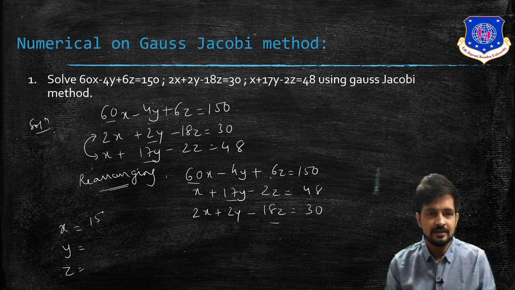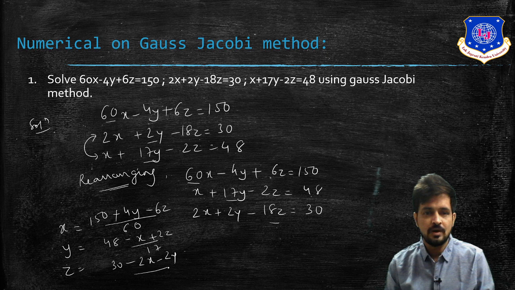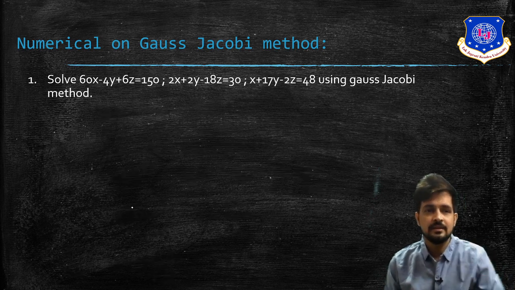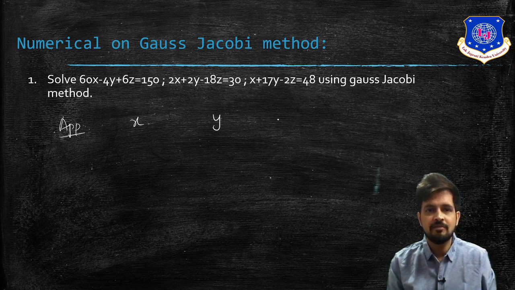So what will be my x? My x will be 150 plus 4y minus 6z upon 60. Okay. My y will be 48 minus x plus 2z upon 17, and 30 minus 2x minus 2y upon minus 18 is my z. Okay, then what I have to do? I have to make a table, okay, in which the first will be approximation, then x, y, z.